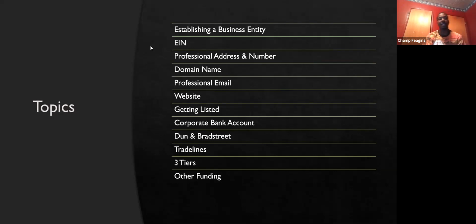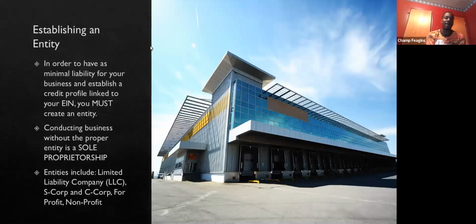All right, now, establishing the entity. In order to have minimal liability for your business and establish a credit profile linked to your EIN, you must create an entity. So in layman's terms, I know some of us have heard of an LLC, limited liability company, right? It limits the liability that's tied to you personally, okay? Conducting business without the proper entity is a sole proprietorship. So if someone tells you they have a business and they don't have the proper entity, they are conducting business as a sole proprietor, which means they are liable for any damage that the business causes.